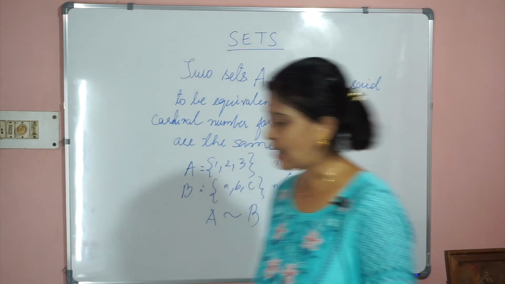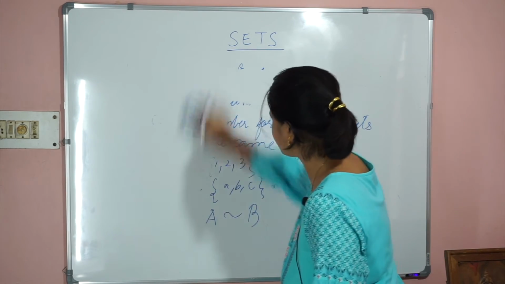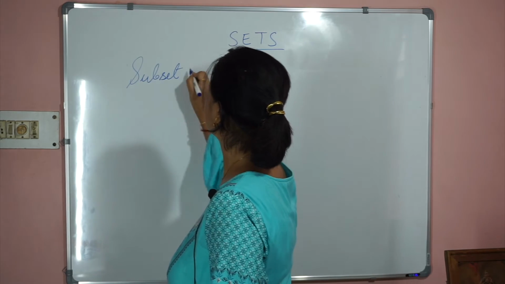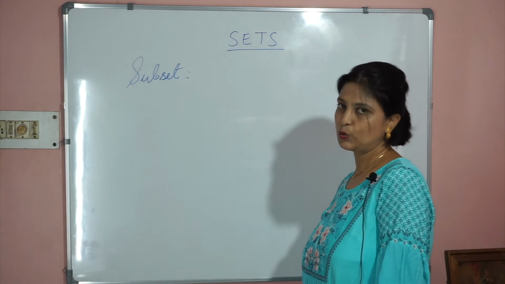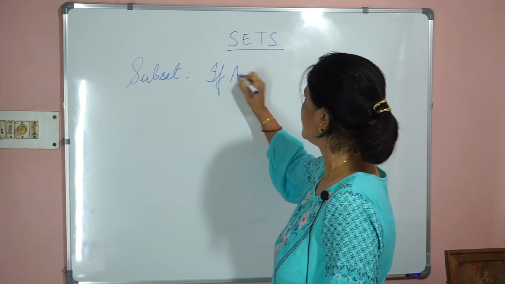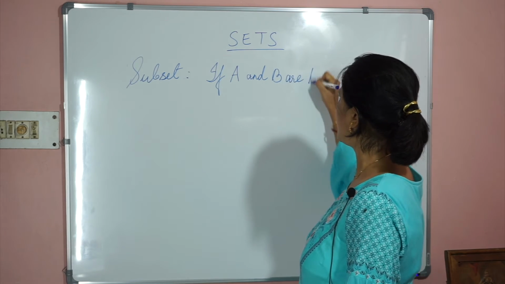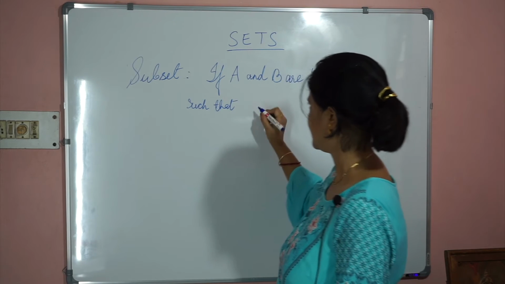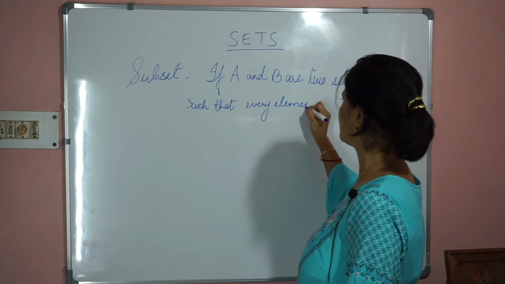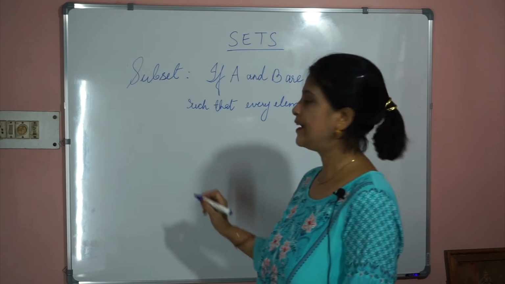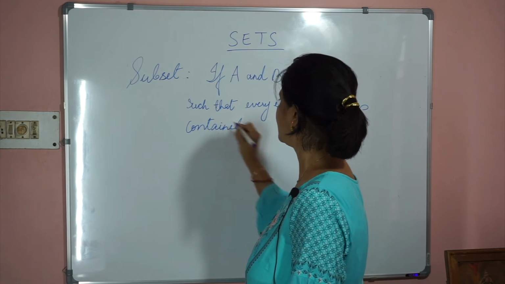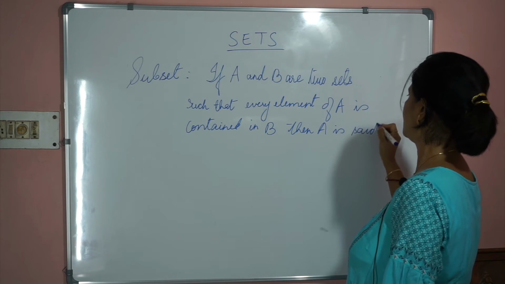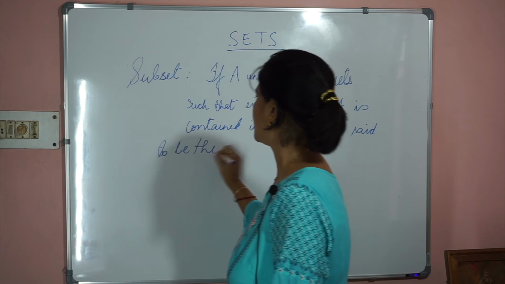Fine. Next point, subset of a set. Now, if A and B are two sets such that every element of A is contained in B, then A is said to be the subset of B.